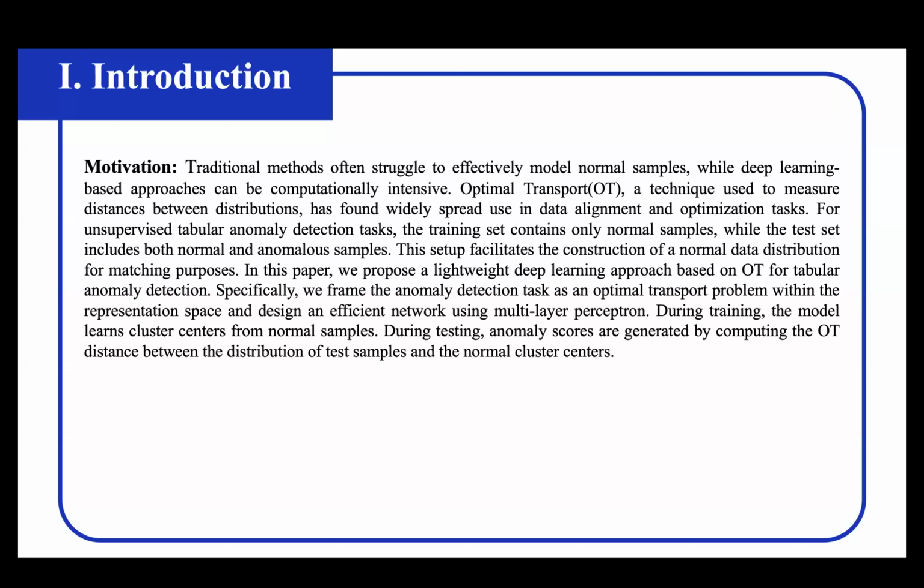In this paper, we propose a lightweight deep learning approach based on optimum transport for tabular anomaly detection. Specifically, we frame the anomaly detection task as an optimum transport problem within the representation space, and design an efficient network using a multi-layer perceptron. During training, the model learns clusters from normal samples. During testing, anomaly scores are generated by computing the optimum transport distance between the distribution of test samples and the cluster centers.